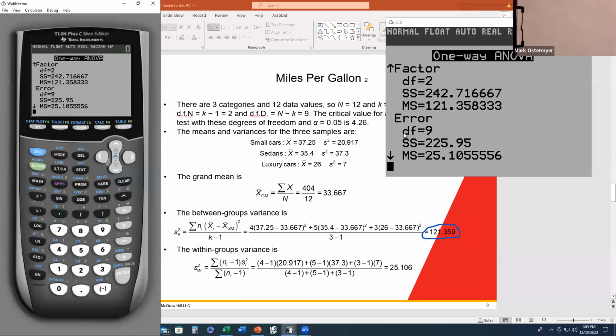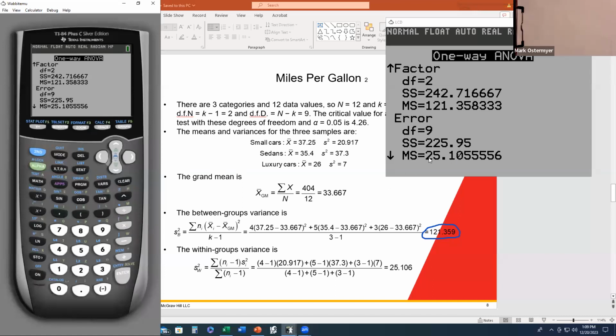Then error pertains to within, the amount of variation within each treatment level. Every data point varies with one another within each respective treatment level. Denominator degrees of freedom is N minus K, which is 12 minus 3, which is 9. This is your SSE value and your MSE value. Mean square for error, 25.106.